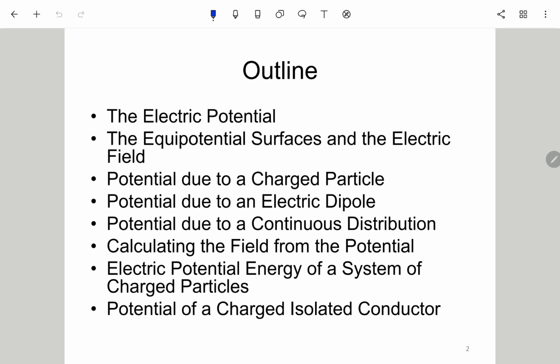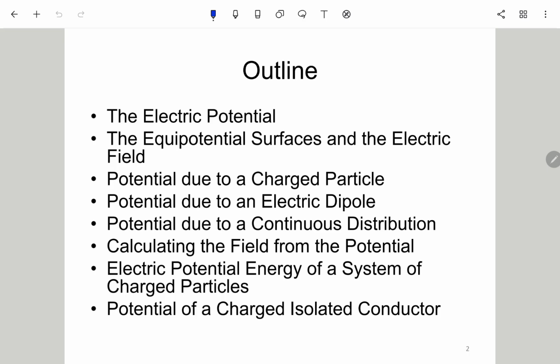And then we will also try to calculate the electric potential due to a charged particle, due to an electric dipole, due to a continuous distribution. So for some structures that have some sort of symmetry, we can try to find its potential, and then we can actually calculate the E field. Okay, the field means the E field from the potential. Calculate the E field from the electric potential.